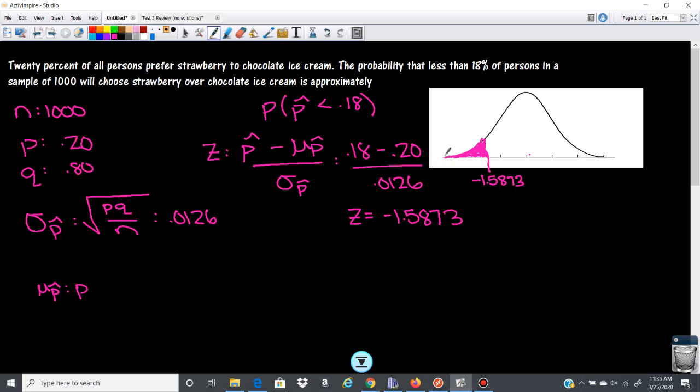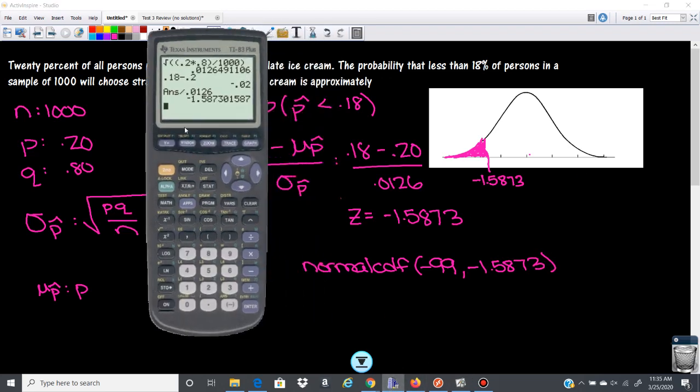Or we can use our calculator command here. So we're going to the left, our lower limit is going to be negative 99. So we're going to go normal CDF, negative 99, negative 1.5873 is our upper limit. Our mean is 0, our standard deviation is 1 for those of you using a TI-84. So second VARS, normal CDF, negative 99, negative 1.5873. So that gives us 0.0562.